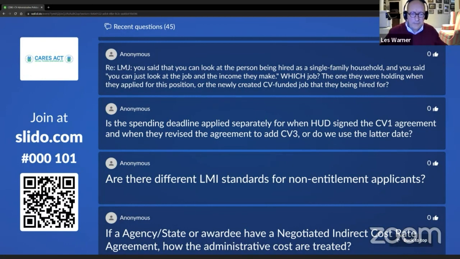There's a question about different LMI standards for non-entitlement applicants. As a former state person, I know both sets of regulations. There is some additional flexibility in the state regulations, but essentially the safe harbor for the LMI standards are the same for both non-entitlement and entitlement regulations.